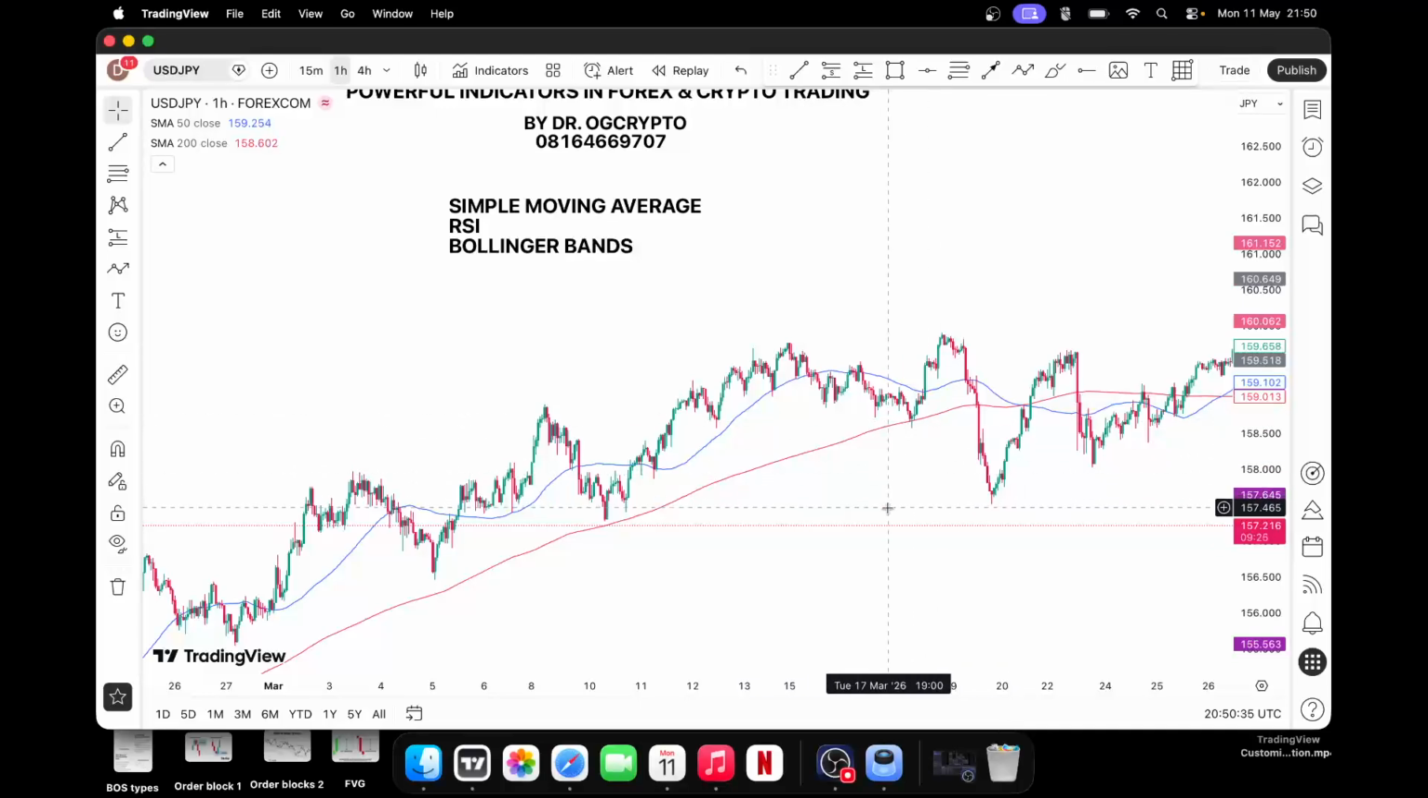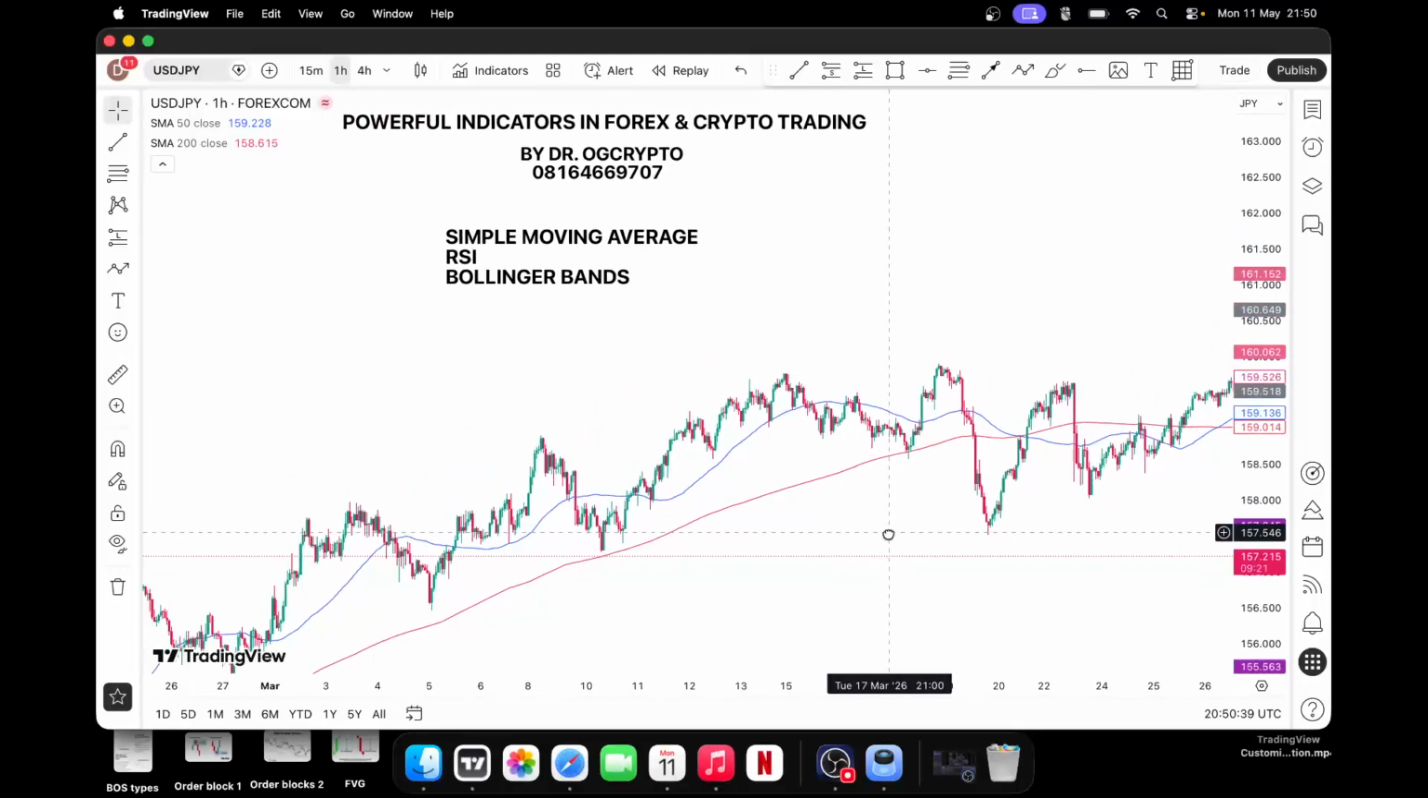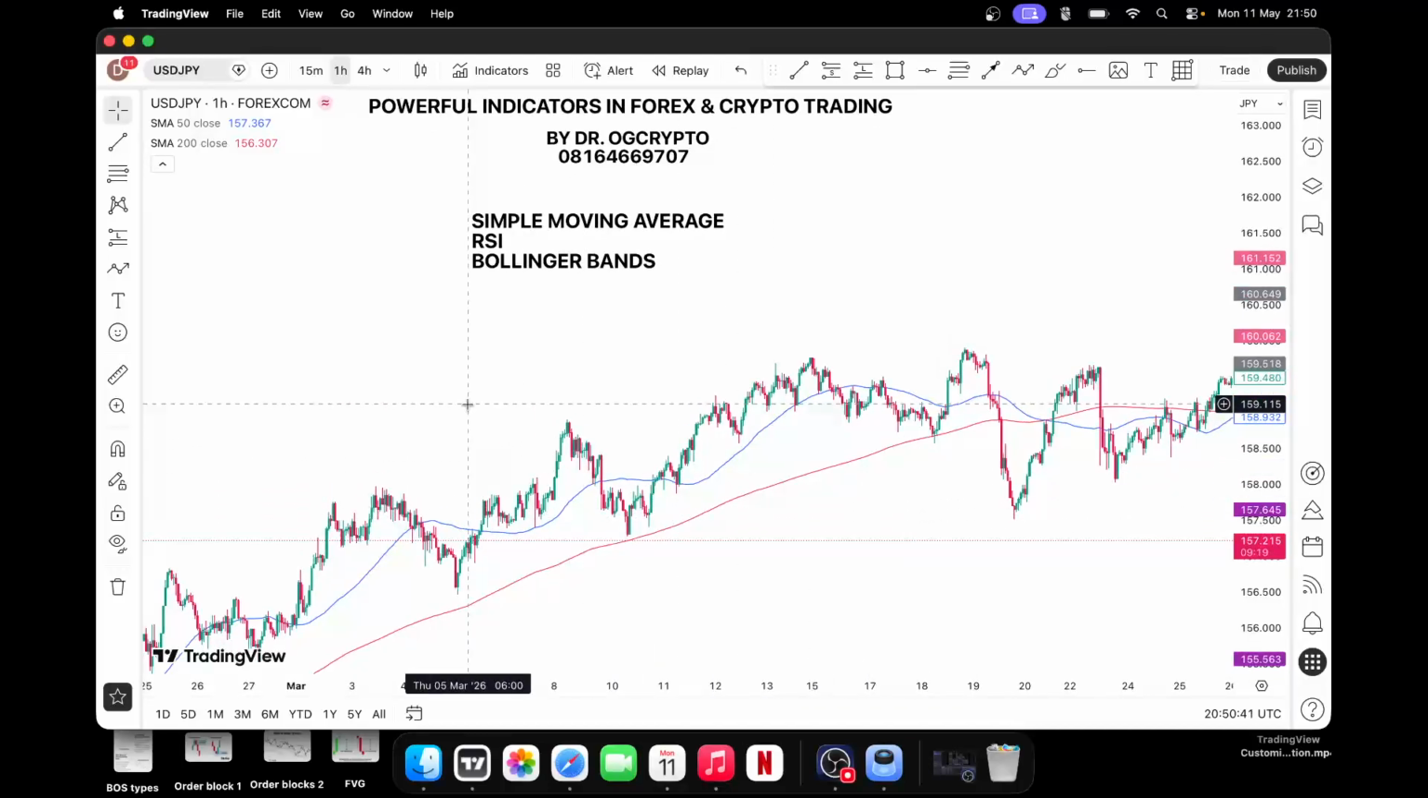In uptrend. So how do you now use this indicator? How do you interpret this indicator for you to make profit? You have to always look out that anytime this SMA 50 crosses SMA 200, that's when you want to take action. Anytime SMA 50, which is the blue line, crosses the red line, that's when you want to take action.